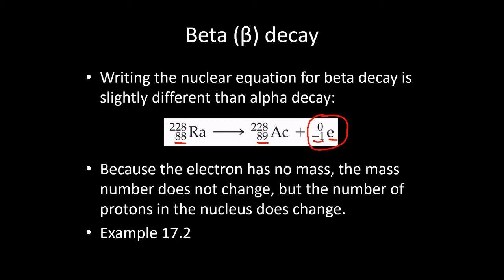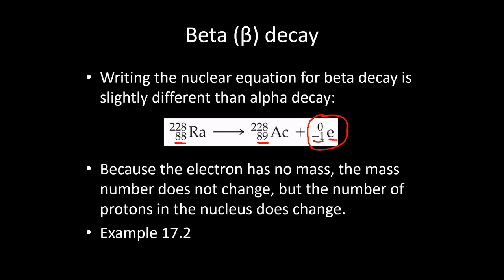And that's also going to be true for all the rest of the types of radiation we're going to see for the rest of this chapter. The only type of decay that changes the mass number is alpha decay. Beta decay, positron emission, and gamma decay or gamma radiation, none of those change the mass number. The only thing that changes the mass number is alpha decay.